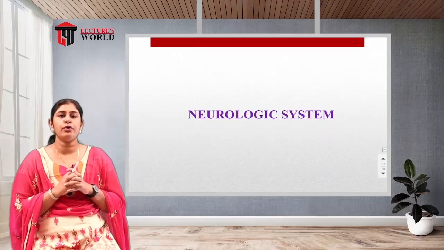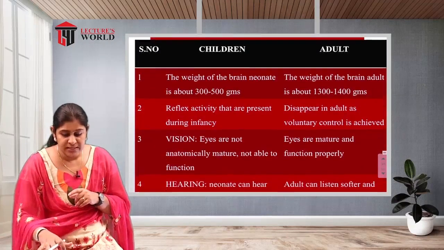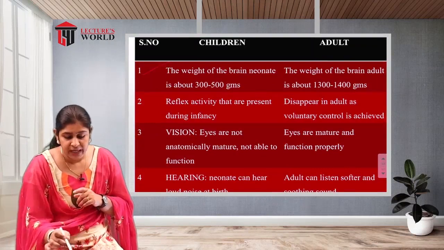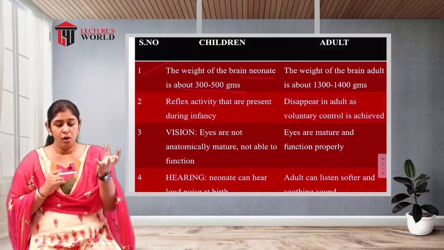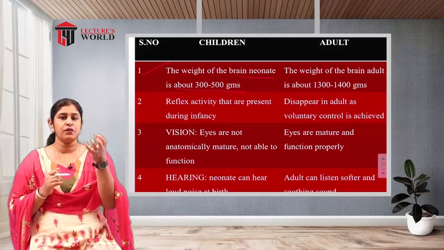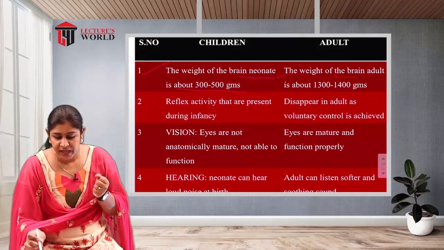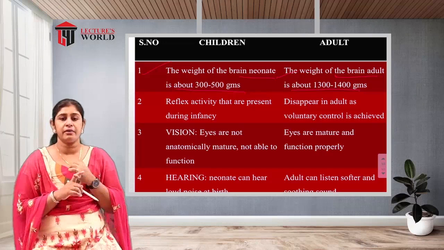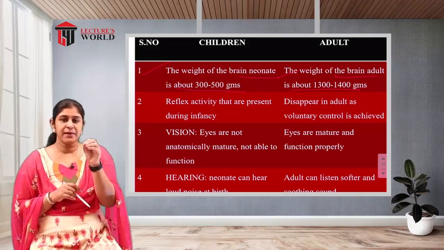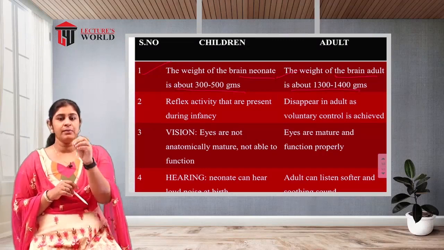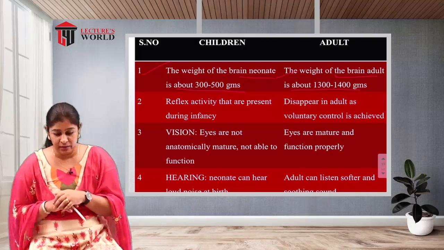Next is the neurologic system. In the neurologic system, the weight of the brain of a neonate is about 300 to 500 grams, whereas the weight of the adult brain is 1300 to 1400 grams. So we can see how much difference there is between a child and an adult.